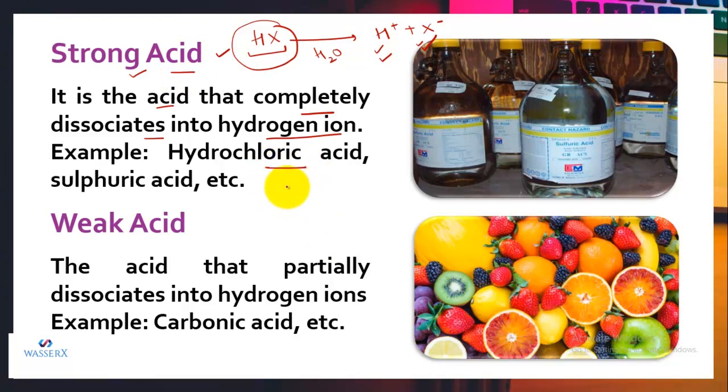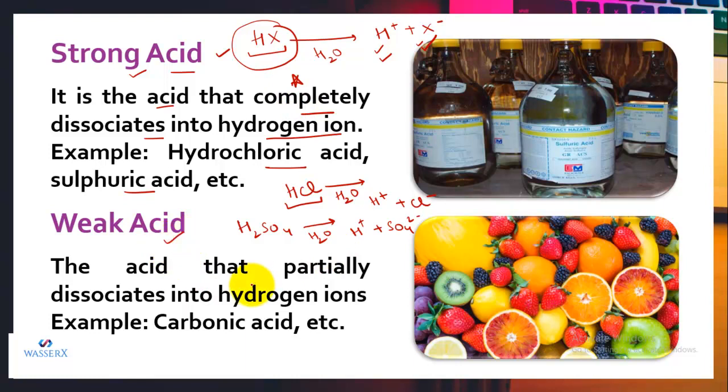For example, we have HCl, that is hydrochloric acid. If we dissolve it in water, all of the HCl molecules will dissociate to form H positive and Cl negative. It will not be left as undissociated. Similarly, we have sulfuric acid. If we dissolve sulfuric acid in water, it will also completely dissociate to form the hydrogen ion and the sulfate ions. So all those that completely dissociate are called strong acids.